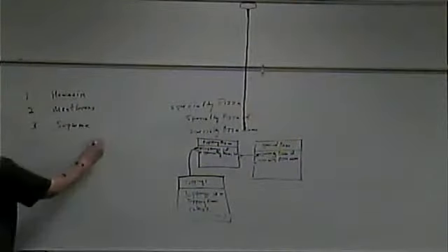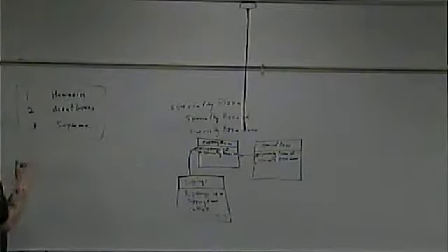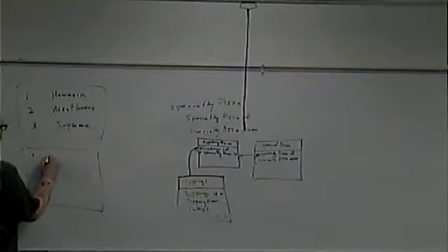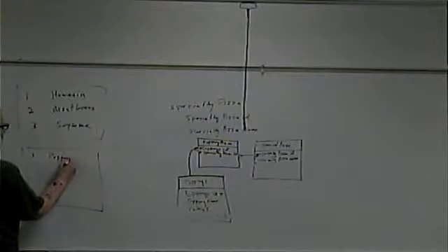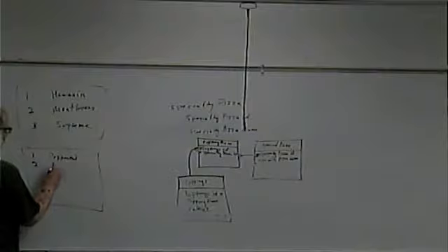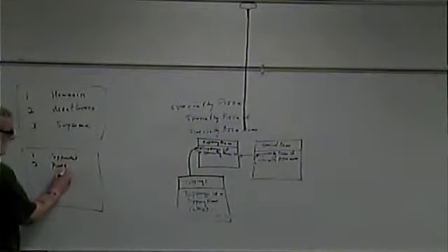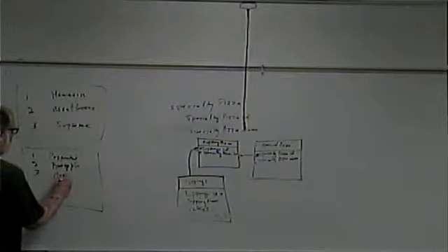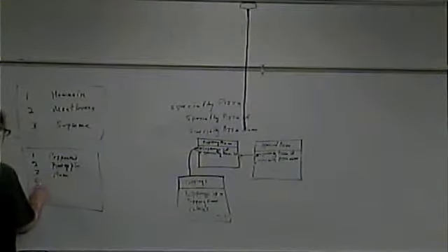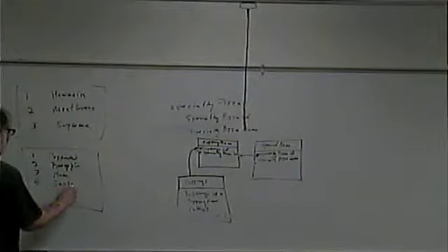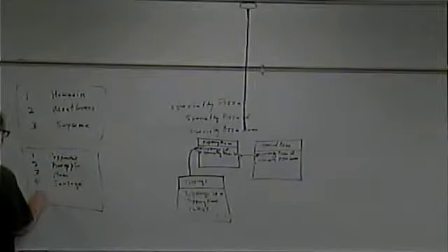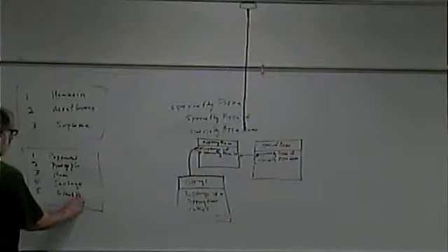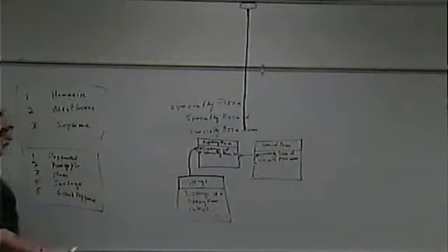Let's say we have some toppings. Topping 1 is pepperoni. Topping 2 is pineapple. Topping 3 is ham. Topping 4 is sausage. Topping 5 is green peppers. And that should be enough for us to do what we need to do with this.